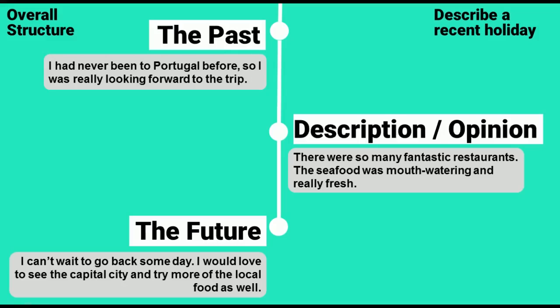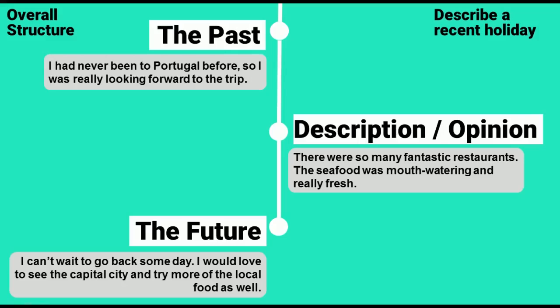Finally, the future gives you another opportunity to demonstrate your skills with future tenses. "I can't wait to go back," "I would love to go again," "I'm looking forward to," are all good phrases you can use. You've only got 2 minutes to speak, so I think this is the best way to show off as many different language skills as you can in that time period. Hence why I think this is probably the best strategy to use if you're aiming for a band 7 or higher.